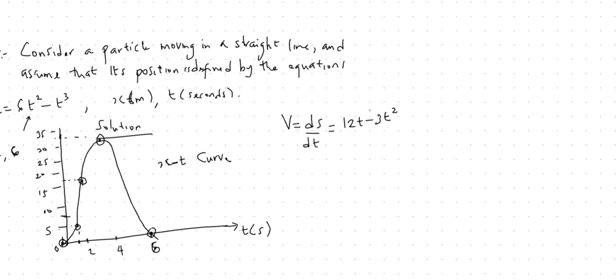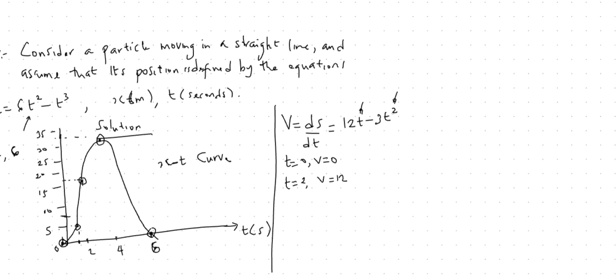Just to make it very fast. When t equals 0, v equals 0. If I substitute t equals 0 here, v equals 0. When t equals 2, because of time, v equals 12. You put 2 here, 12 times 2, that's 24. Minus 3 times 2 squared, that's 4, and 4 times 3 is 12.